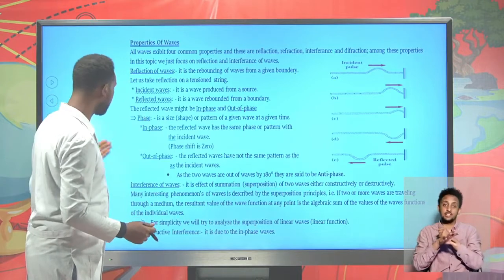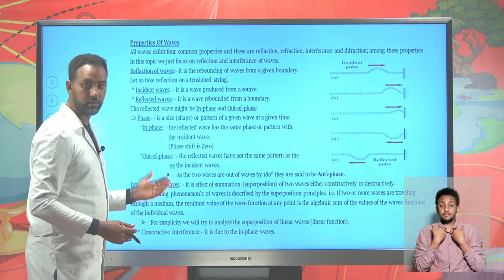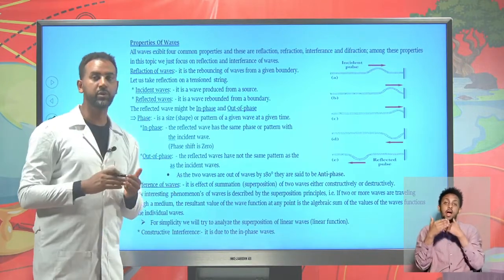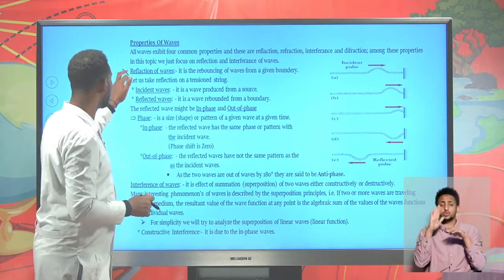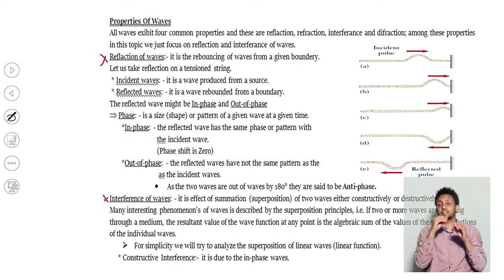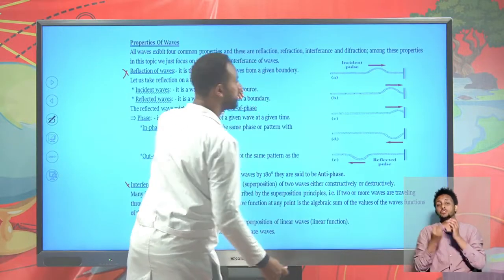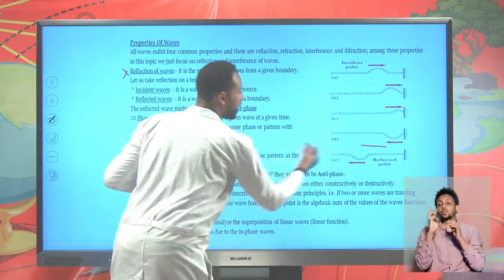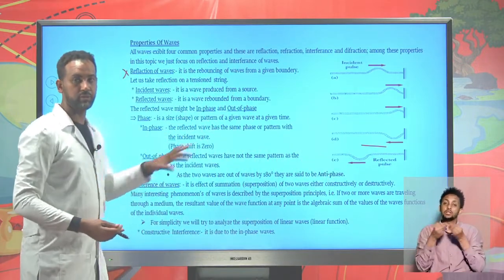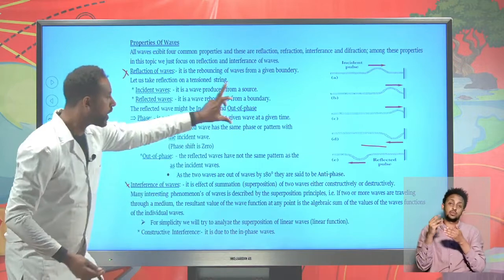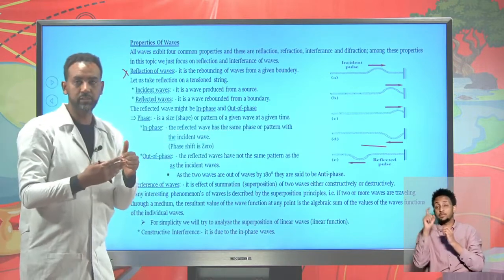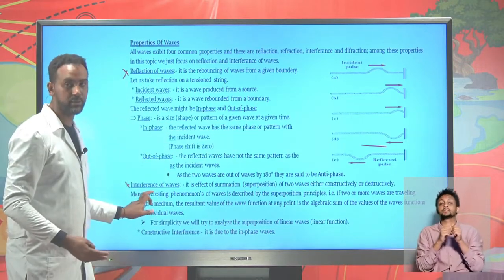So among the four properties, we mainly focus on reflection and interference. Reflection is a rebouncing of waves from a given boundary surface. The wave from a source is known as the incident wave, and the wave which is rebounced back from a given boundary is known as the reflected wave. As these two waves merge together, they will form an interference pattern.